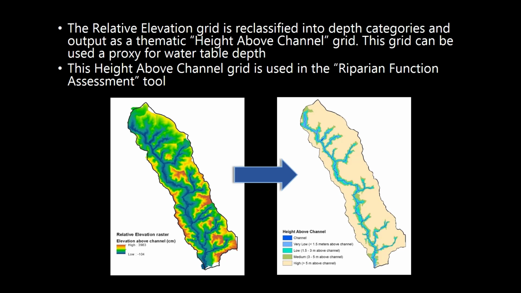The relative elevation grid is reclassified into depth categories, and this is what makes our height above channel grid. It can be used as a proxy for water table depth, so you get an idea of very low-lying areas have a shallower water table compared to areas that are higher up compared to the channel. Their water table is likely to be much deeper. The height above channel grid is going to be an essential part of the riparian function assessment toolset.